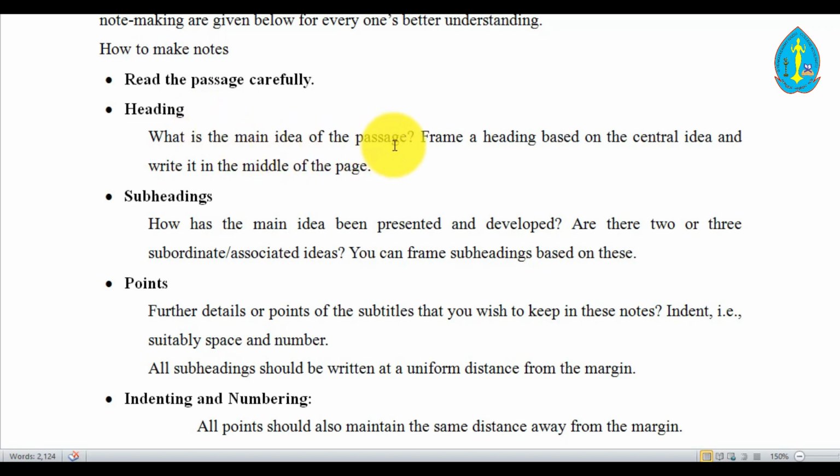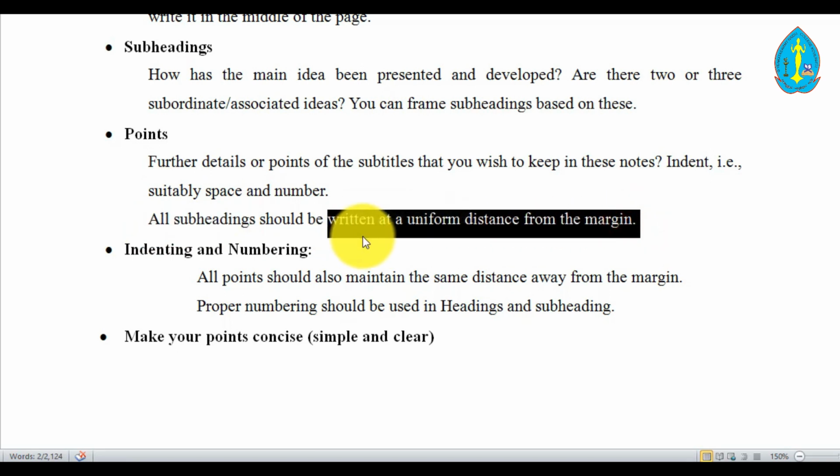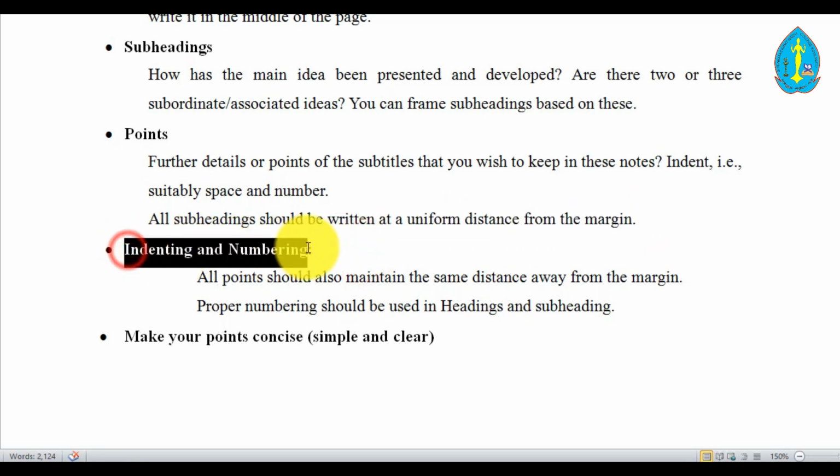So what is the main idea of the passage? Frame a heading based on the central idea and write it in the middle of the page. And subheading: how has the main idea been presented and developed? The development of the passage is considered to be the subheading. Under each subheading give suitable points. All subheadings should be written at a uniform distance from the margin. What does it mean? It means indenting and numbering.